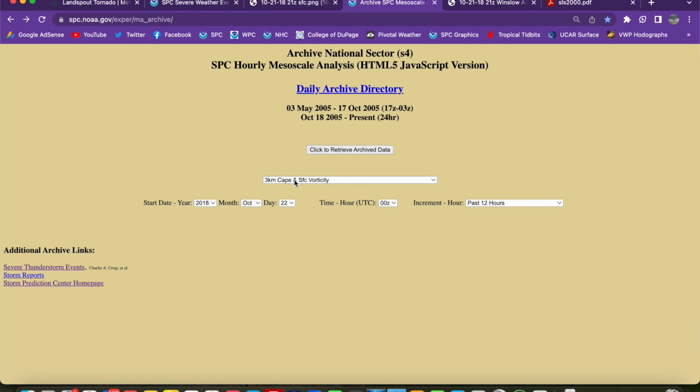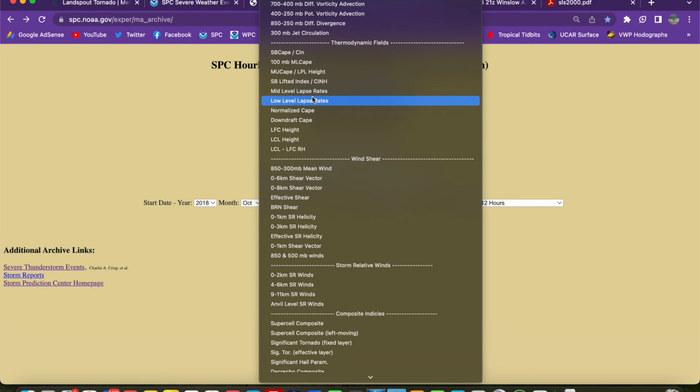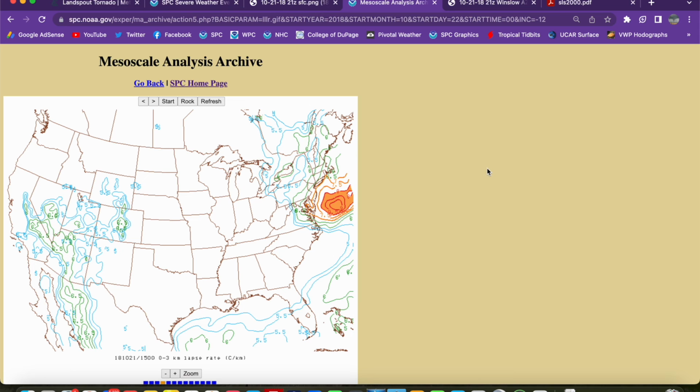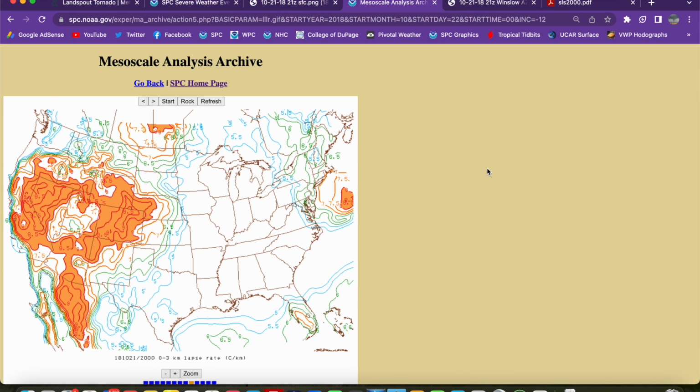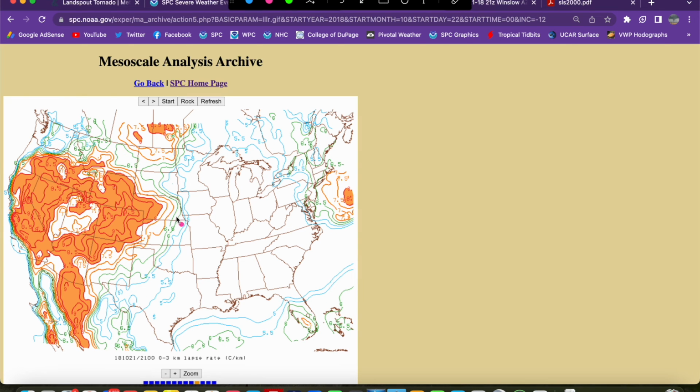Low-level lapse rates were also very steep as well. We'll take a look here at that. You'll notice by mid-afternoon or so, a nice plume of 8 to 9 degrees Celsius per kilometer lapse rates up across much of northern Arizona. Strong surface heating allowed those updrafts to be very robust thanks to very strong low-level lapse rates.